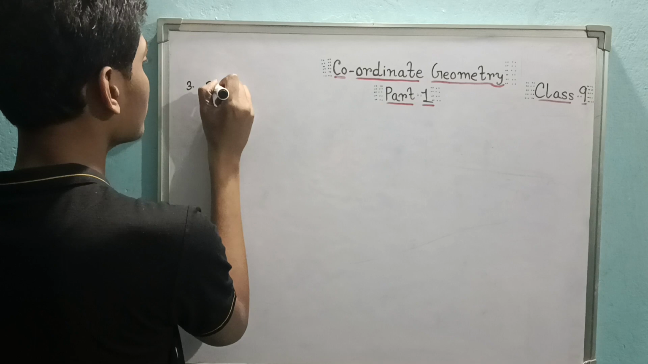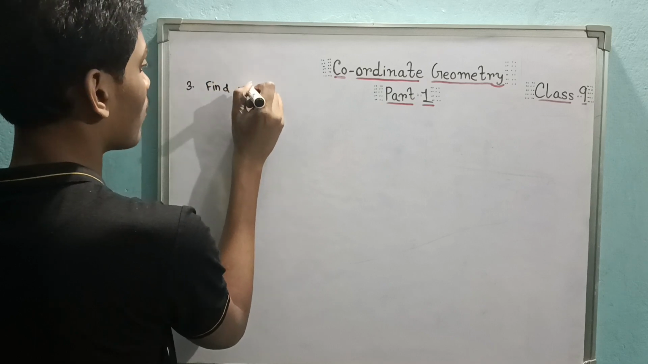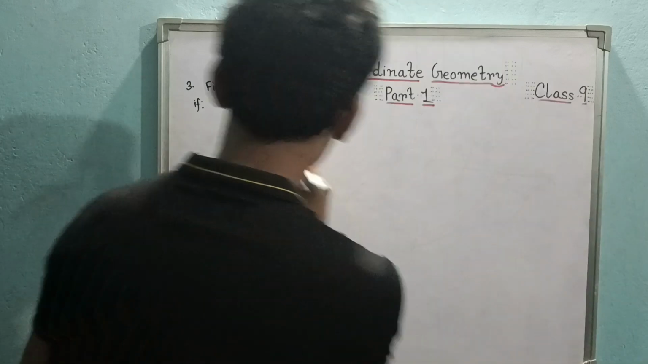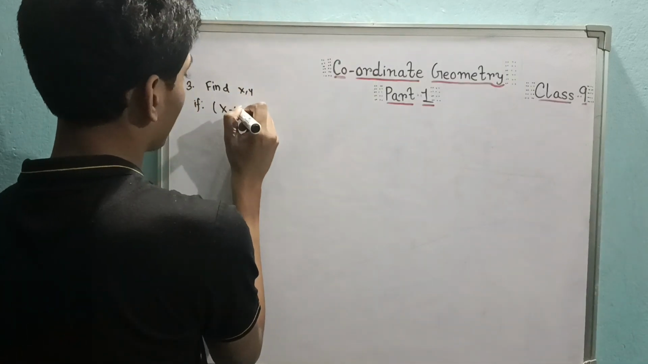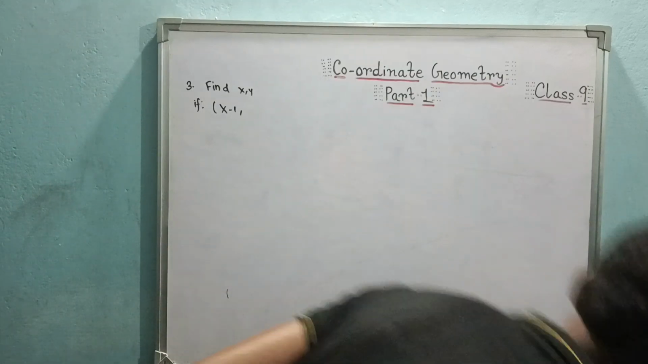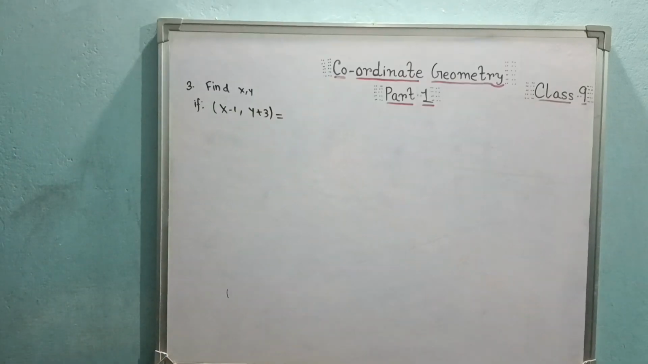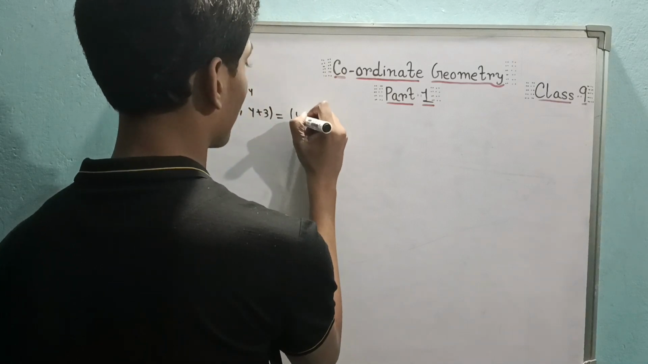Now find x, y if what? Okay, this is quite a weird kind of question. Don't understand the logic. It's quite easy to understand. 4 comma minus 4.